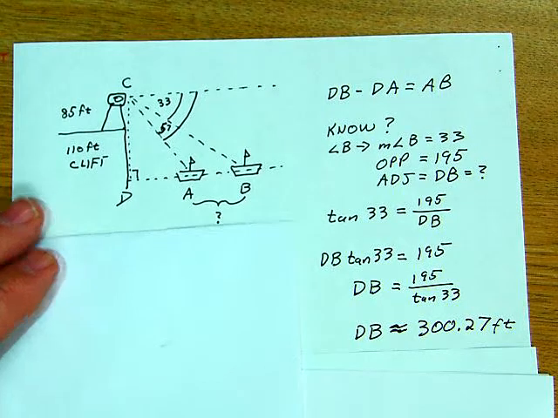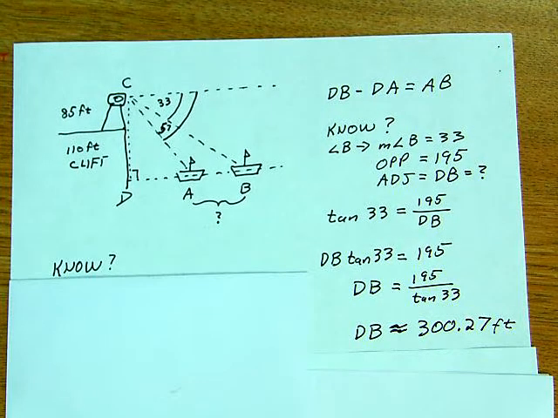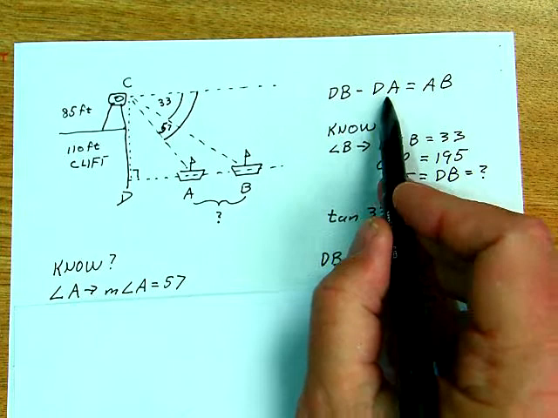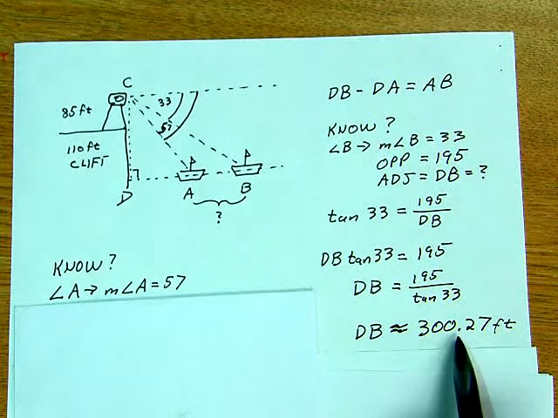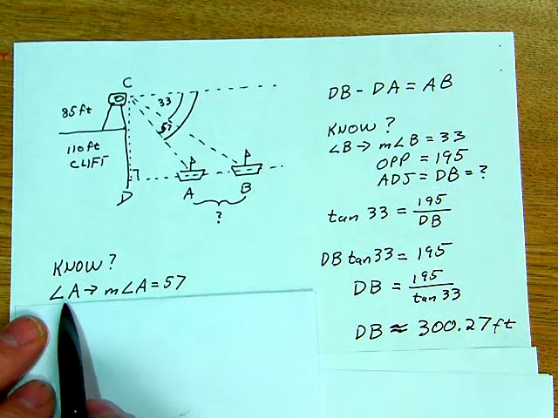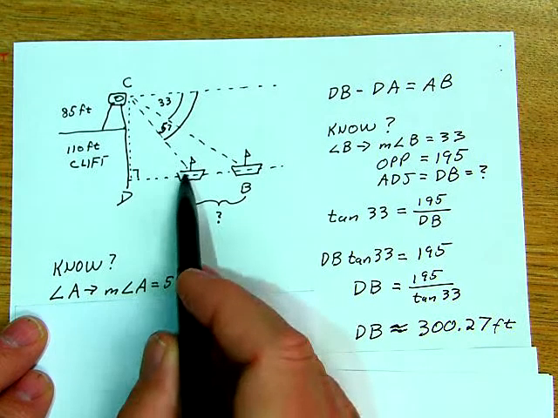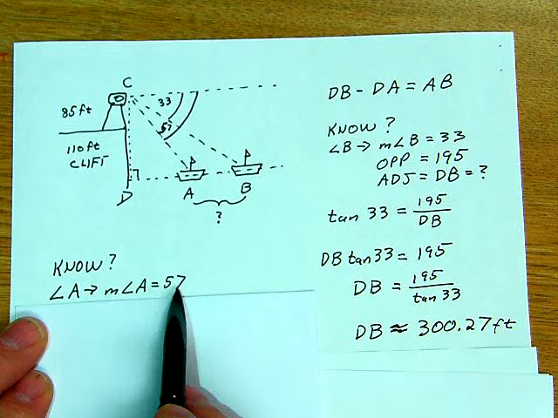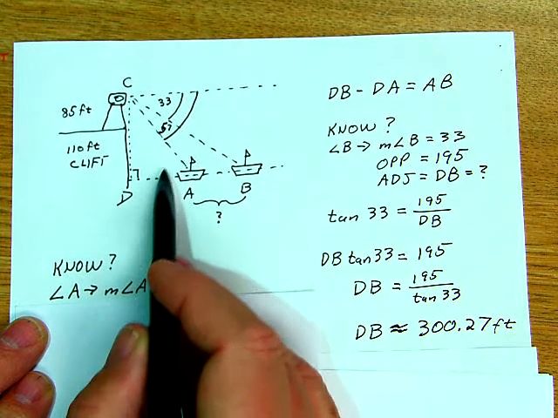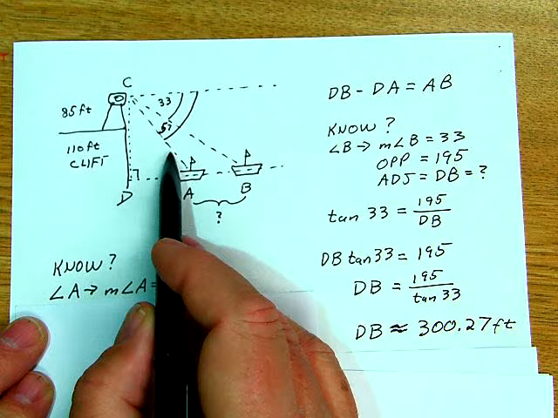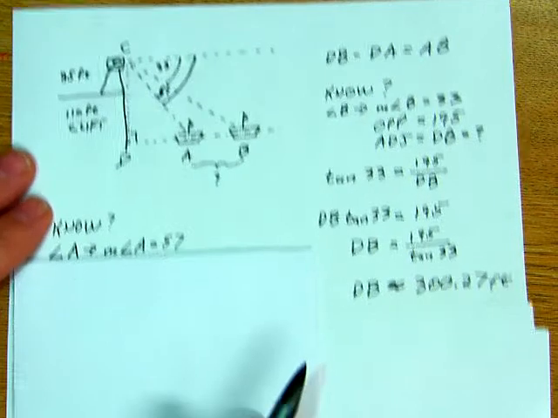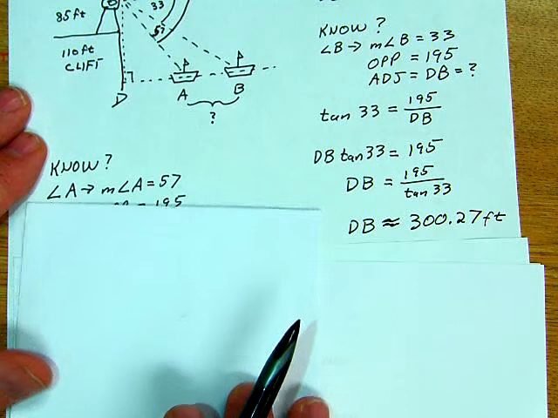Okay, well now we know that. What else do we know? Now we need to know the answer to DA. We've got DB at 300 feet. Now we need to find DA. Well, we know angle A. We know the measure of angle A is 57 degrees. Once again, we know that because of alternating interior angles. So this angle here is 57 degrees. I'll move this up a little bit.